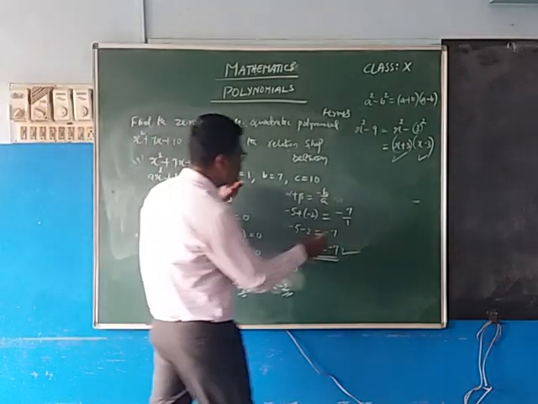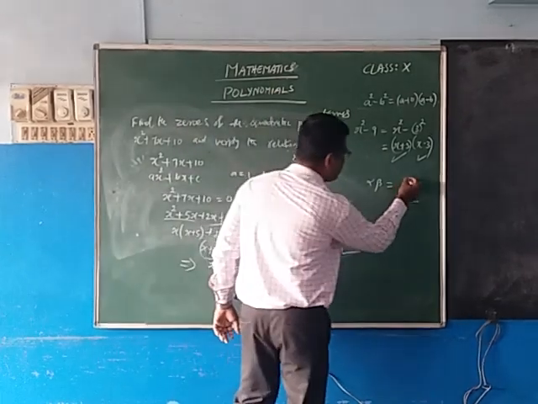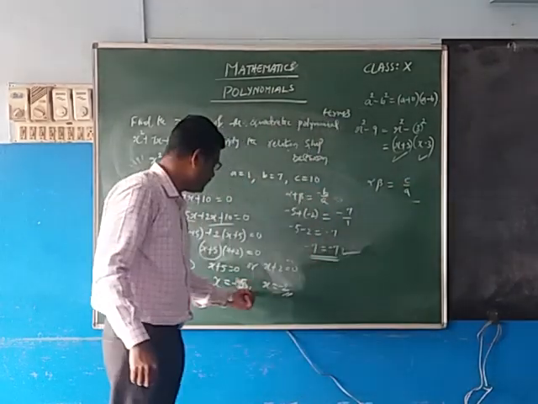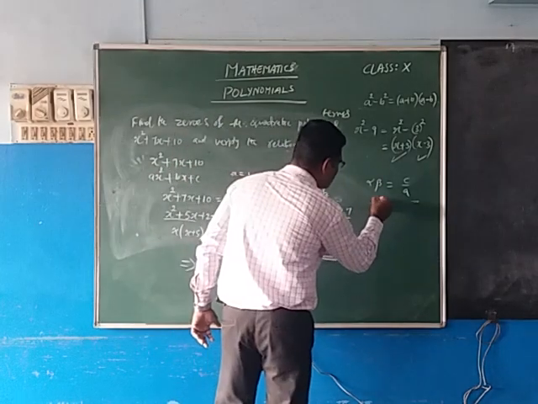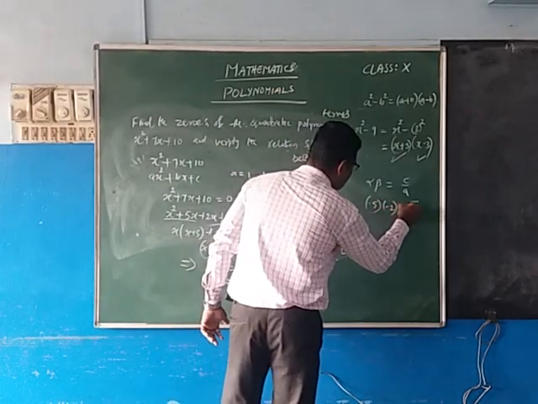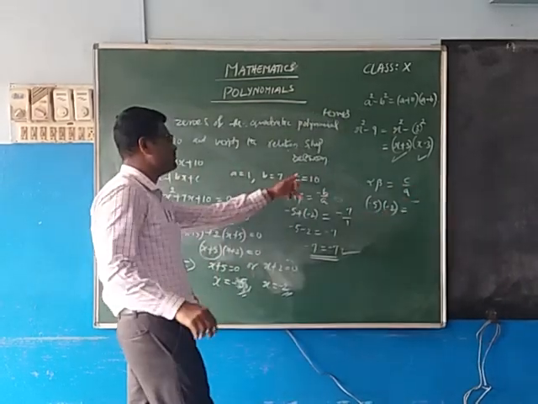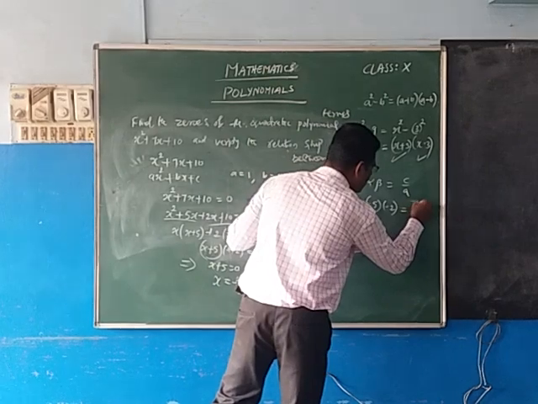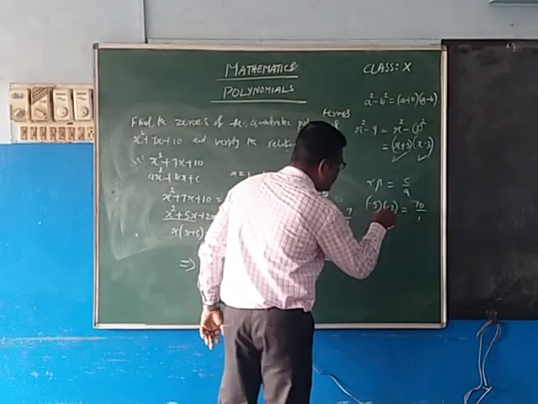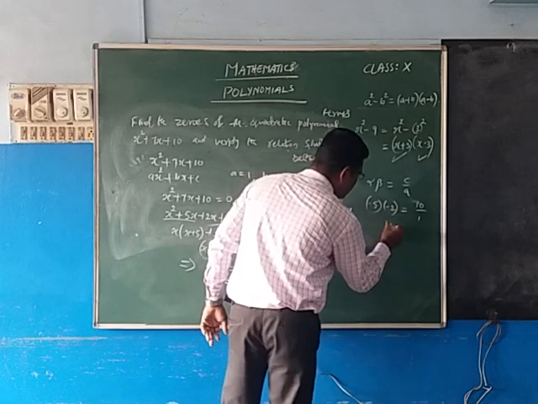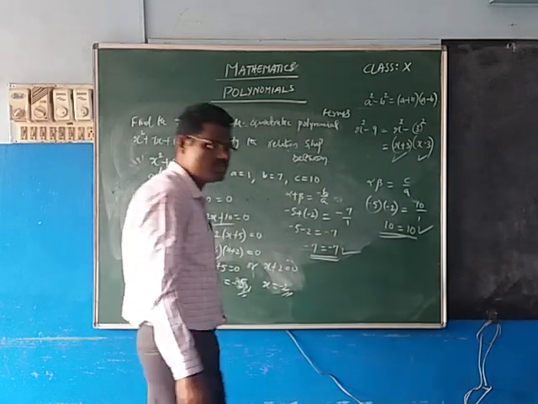Understood? Last one is alpha into beta is equal to c by a. What is the value of alpha and beta? Alpha and beta, two zeros. First zero is minus 5, second is minus 2. C by a. What is the value of c? 10 by, what is the value of a? 1. So minus into minus plus, 5 twos are 10. That is equal to 10 by 1, which is 10. This is called verification.